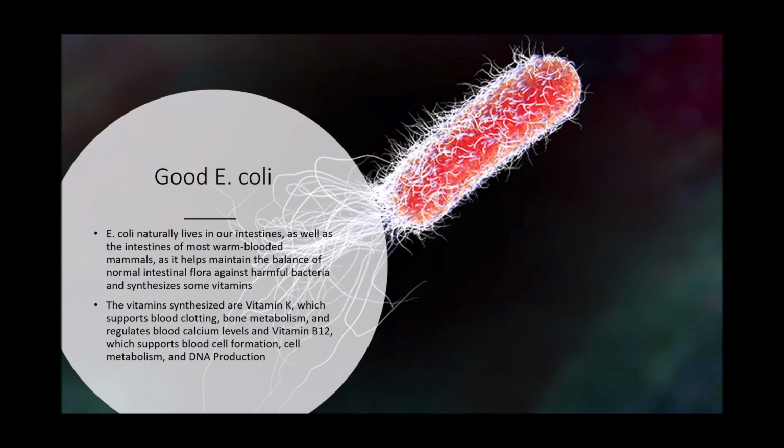Now, there is such a thing as positive E. coli that I had mentioned earlier. E. coli naturally lives in our intestines as well as the intestines of most warm-blooded mammals, as it helps maintain the balance of normal intestinal flora against harmful bacteria and synthesizes some vitamins. The vitamins primarily synthesized by positive E. coli in our intestines are vitamin K, which supports blood clotting, bone metabolism, and regulates blood calcium levels, and vitamin B12, which supports blood cell formation, cell metabolism, and DNA production.